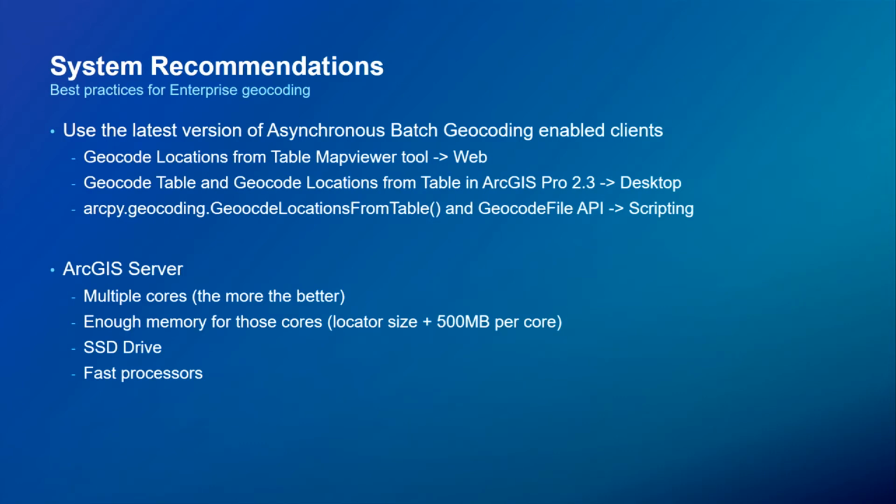In terms of ArcGIS Server recommendations, we recommend that your server has multiple cores. Obviously, the more the better. The more cores you have, the further we can parallelize your job and the faster we can get the job done. We recommend that you have enough memory for those cores. I believe the standard recommendation is whatever the locator size is plus 500 MB per core. We recommend that you have an SSD drive and fast processors.